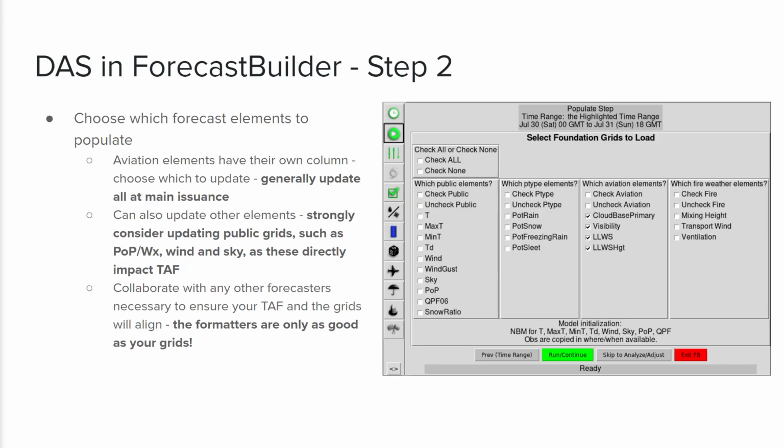In the next step, we choose which forecast elements or foundation grids we wish to load and edit. With the addition of DAS, the third column will contain all of the foundational aviation grids which are needed for TAF creation. Cloud-based primary, which will aid in our ceiling grid creation, as well as visibility and the low-level wind shear and low-level wind shear height.